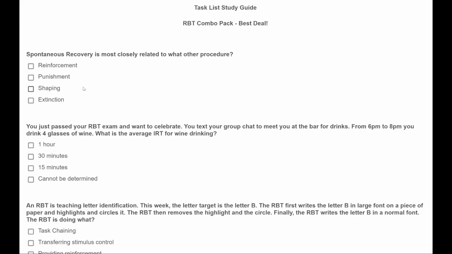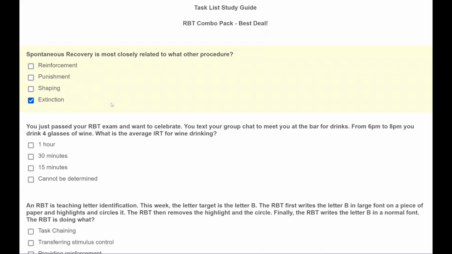Well, it's not reinforcement because spontaneous recovery is not related to a reinforced behavior. It's not punishment, even though a behavior is being decreased. We're not talking about punishment as we talk about spontaneous recovery. It's not shaping. Shaping is trying to increase or change a behavior to reach a more terminal behavior. D is going to be our answer, extinction. Again, think about what spontaneous recovery is. You put a behavior on extinction.